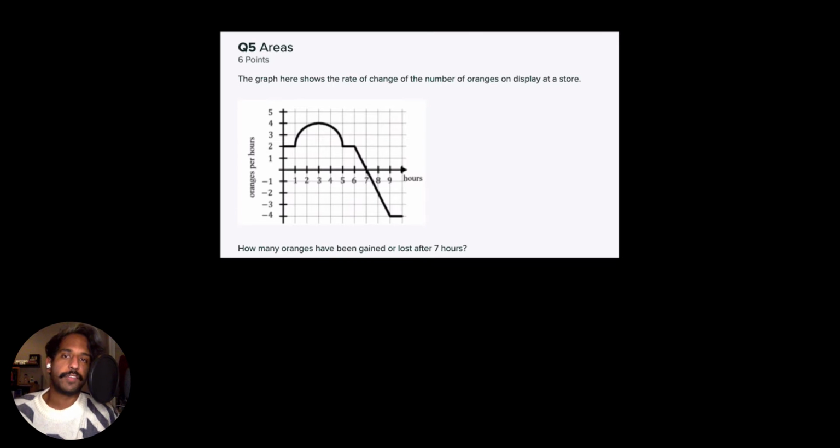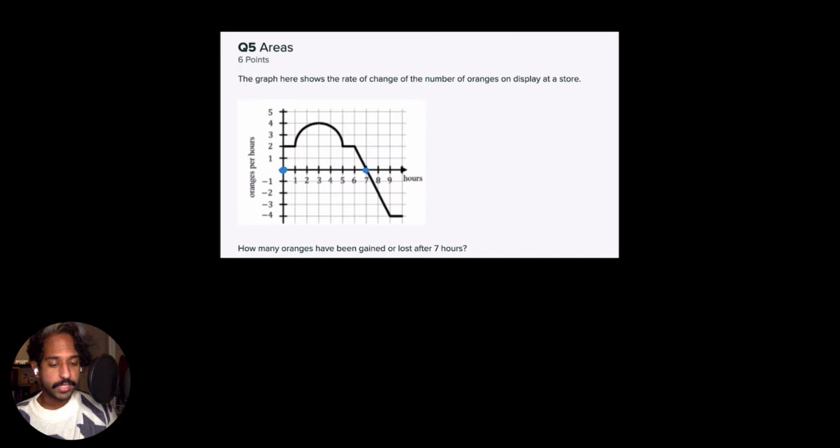We're given a graph here that tells us the rate of change of the number of oranges on display at a store. And we're asked to find how many oranges have been gained or lost after 7 hours. Well, after 7 hours, we start at 0, and we go to 7.